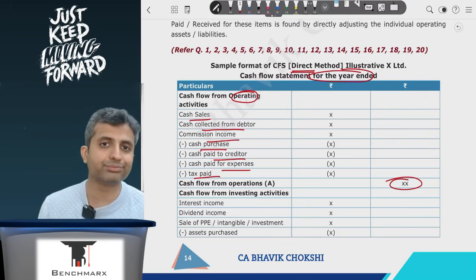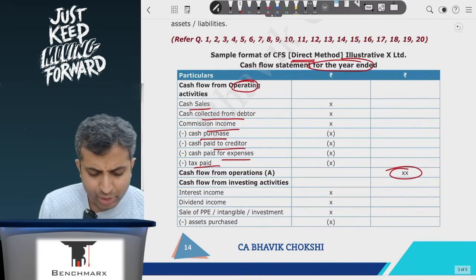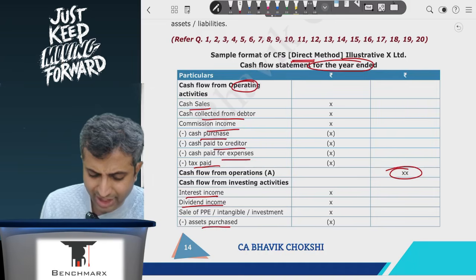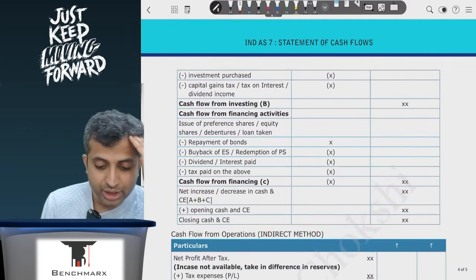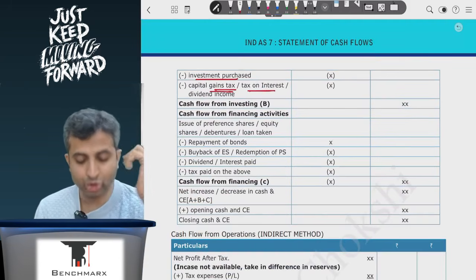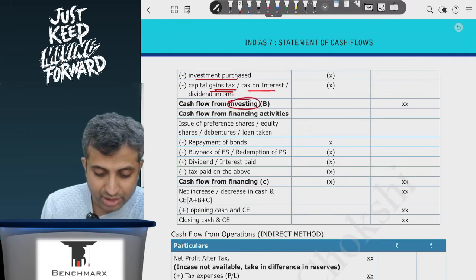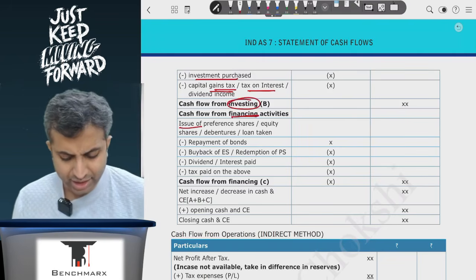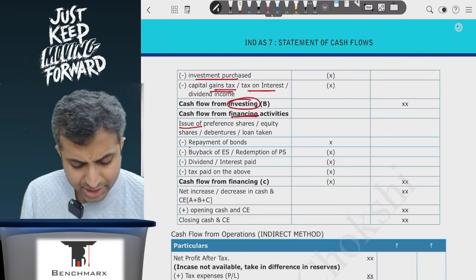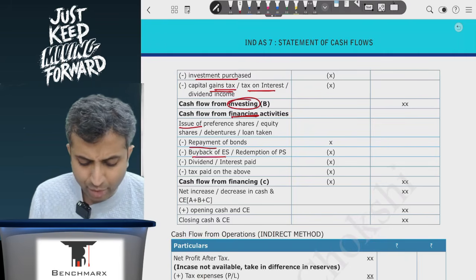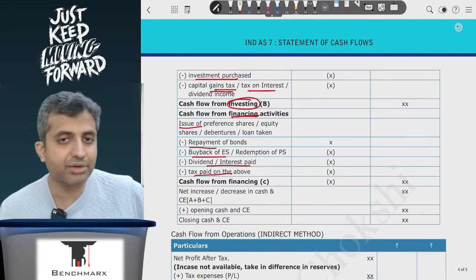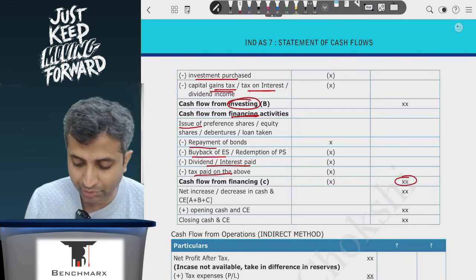Then you go to cash flow from investing activities, which will include interest income, dividend income, sale of assets, or asset purchases will also come over here. Investment purchases will also come over here, and if there's any capital gains tax or tax on interest, it will also come over here. Lastly is cash flow from financing, where you are going to issue shares, that will come over here, minus repayment of bonds, buyback of equity shares, dividend or interest paid, and less taxes paid if any, like a dividend distribution tax. This will give you your cash flow from financing.